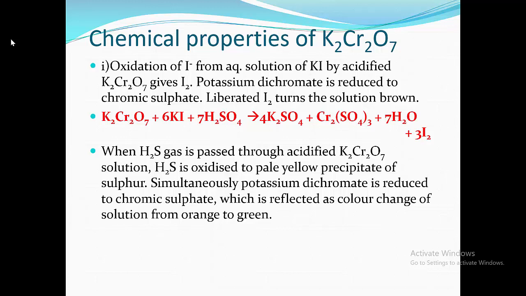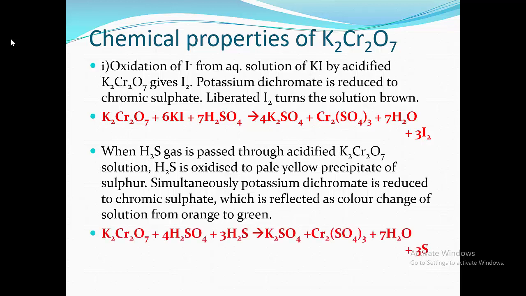yellow precipitate of sulfur. Simultaneously, potassium dichromate is reduced to chromic sulfate, which is reflected as color change of solution from orange to green. The following reaction occurs. K2Cr2O7 plus 4H2SO4 plus 3H2S gives K2SO4 plus Cr2(SO4)3 plus 7H2O plus 3S.